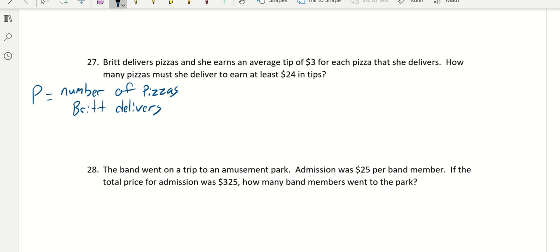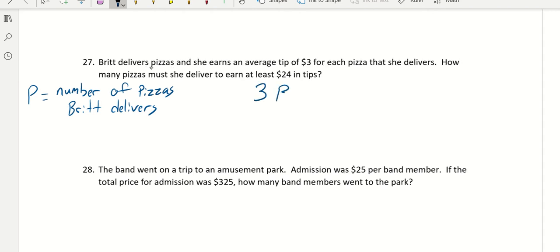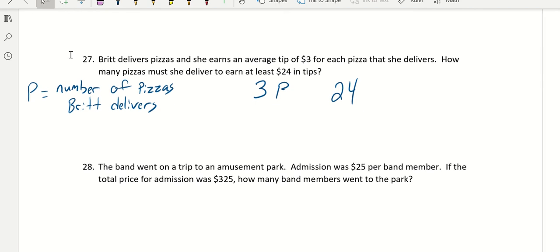Okay. So if for every pizza she earns $3, so for one pizza it's 3, for 2 it's 6, for 3 it's 9, etc. So 3P, and she wants to earn at least $24. 3 times P is how much she's going to earn in tips. If it says she wants to earn at least $24, if she earns more than 24, is that okay? Yeah, it is. If she earns exactly 24, is that okay? Yes, it is. So we're going to say the amount of money she earns, 3 times P, is greater than or equal to 24.